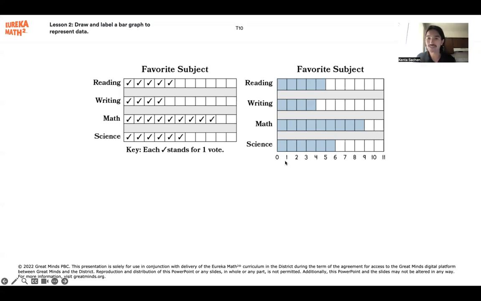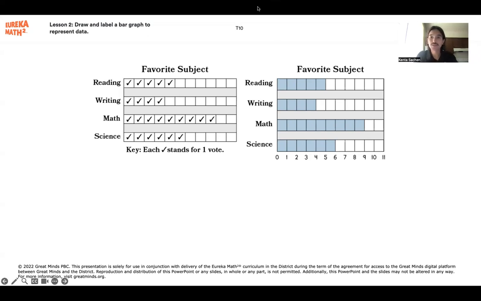You might notice here, if you're paying attention, that there's numbers, right? Instead of a key. We don't need a key here because I can see that this is 1, 2, 3, right? It's fully labeled, right? So we're going to work on adding some labels today too. Notice that it always starts at 0. It's very important that we start at 0 here.